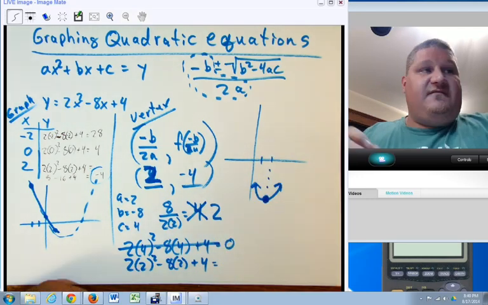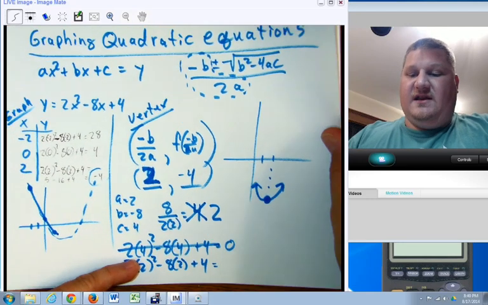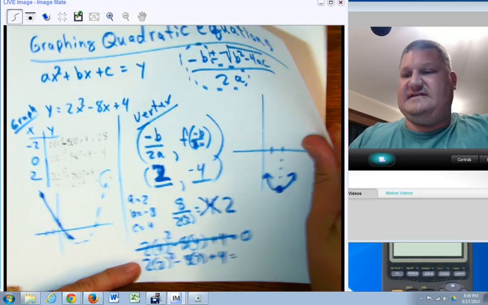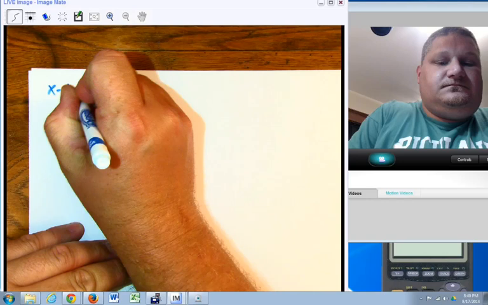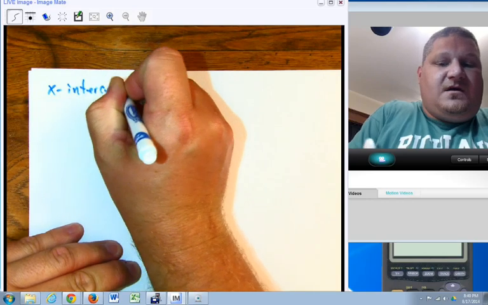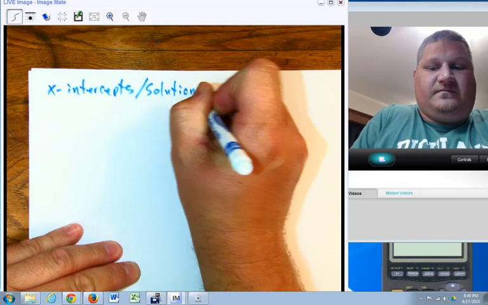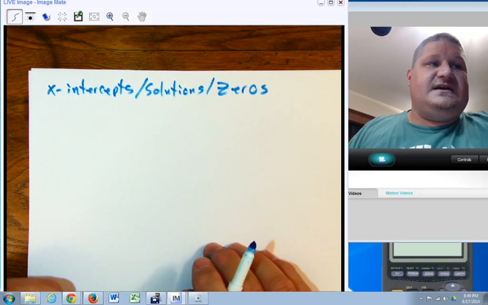To do that, we have a couple different methods. So, moving from there, let's figure out where it goes through the x-axis. Those are going to be its x-intercepts. Now, its x-intercepts, of course, are also known as its solutions, also known as its zeros. Now, there are 3 ways to find the zeros.